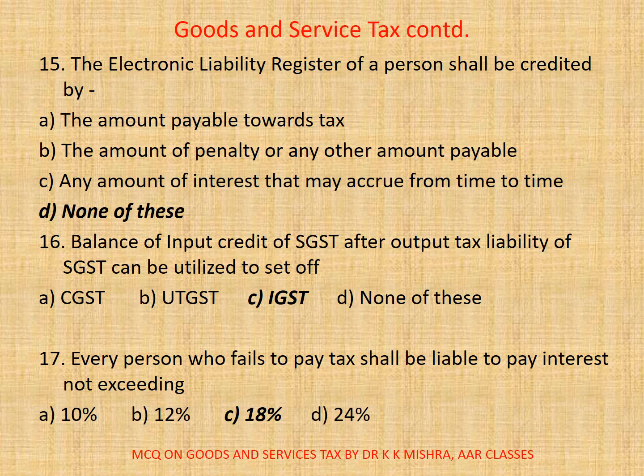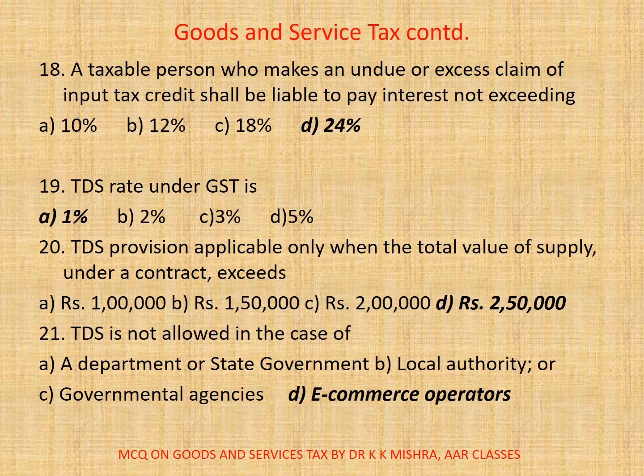Balance of input credit of SGST after output tax liability of SGST can be utilized to set off A. CGST, B. UTGST, C. IGST, D. none of these. Here correct option is C, IGST. 17. Every person who fails to pay tax shall be liable to pay interest not exceeding A. 10%, B. 12%, C. 18%, D. 24%. So, here correct option is C, 18%.